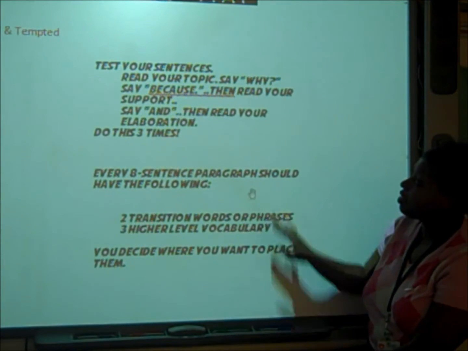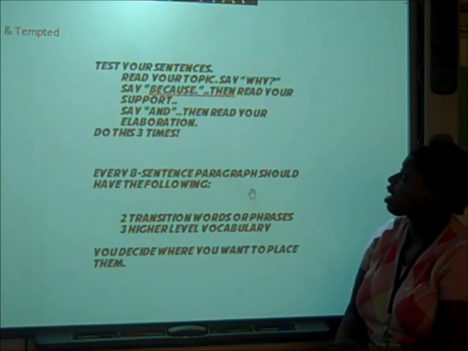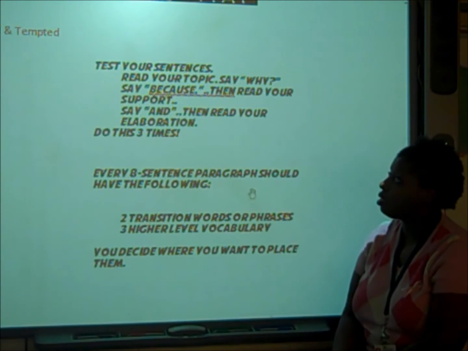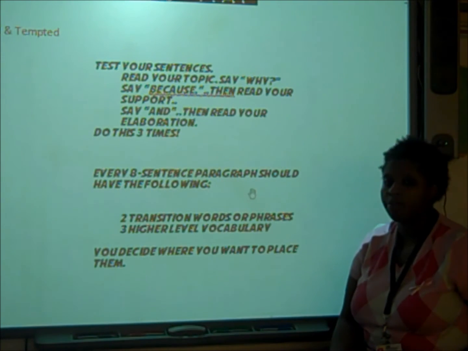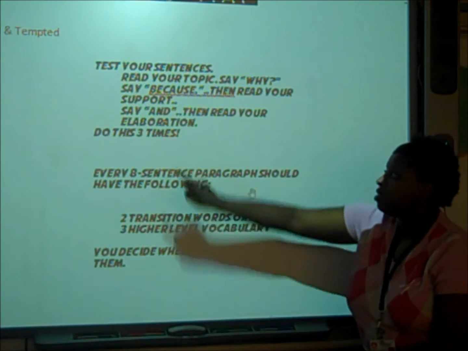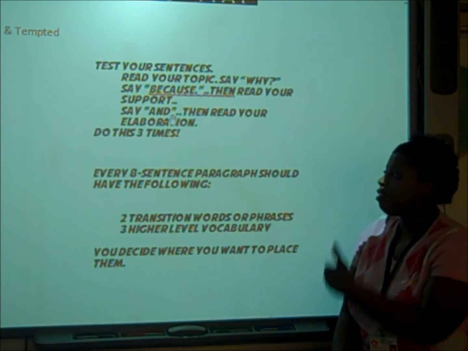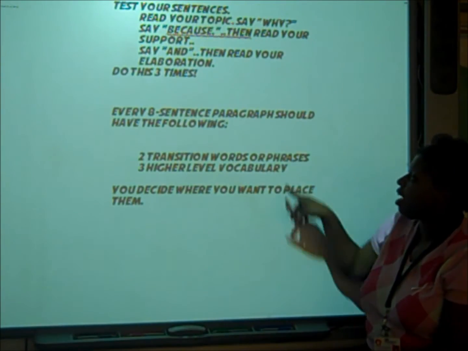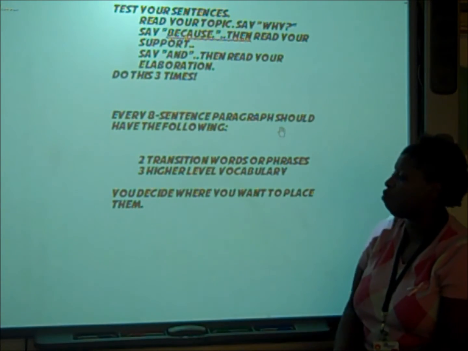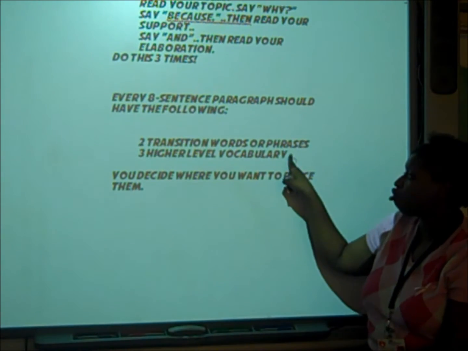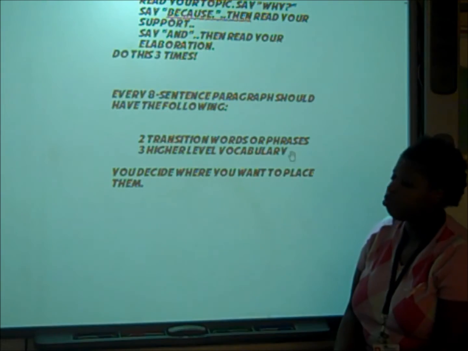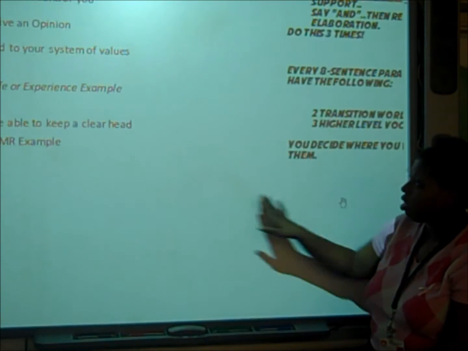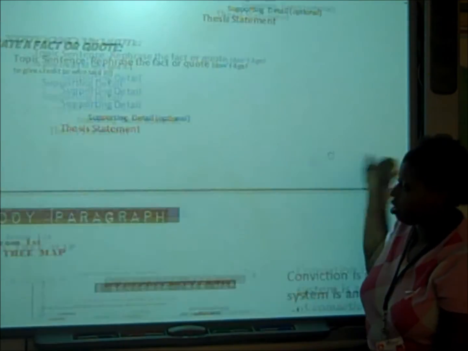Remember, test your sentences. Read your topic. Say why. Immediately say because, then read your support. After you read your support, say and, then read your elaboration. Do this 3 times. And then every 8-sentence paragraph you write should have the following: 2 transition words or phrases, 3 higher level vocabulary words.